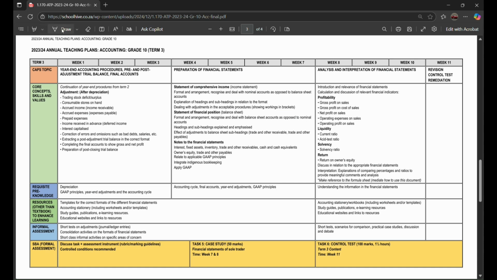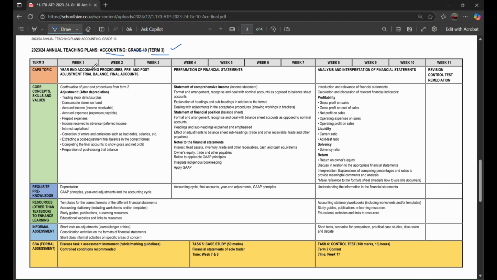Good day, everyone. Today we're going to be in discussion of the accounting grade 10 term 3 scope. Within term 3 there are going to be 11 weeks to be exact, where you're going to be learning throughout the whole term. So without wasting any time, let's deep dive into the scope of what you're going to learn throughout the whole 11 weeks, or 10 weeks provided for.